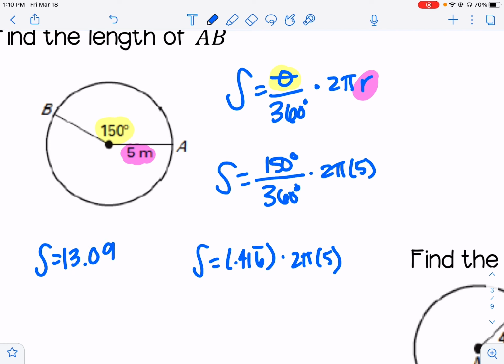Now, if we go ahead and hit enter here, we get that our arc length is 13.09. Now, because this is a length, I want to check my problem for units. I know that lengths are being measured in meters, so I'm going to add that on to my final answer. All right, so it's a very basic, straightforward problem. Let's see what it looks like when we start finding different pieces.